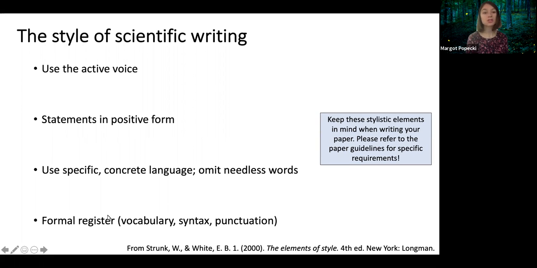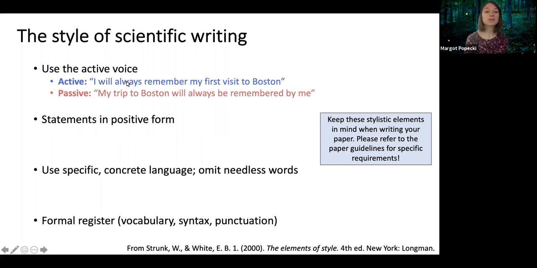So you may have heard of the active voice before. So the active voice is when the subject comes first in a sentence and the subject performs the action. When you use the active voice, you often reduce the amount of words in the sentence, which makes it much more clear, direct, and have much more impact. So in this example, I will always remember my first trip to Boston. I am coming first. I'm remembering my trip, the action. And it's very clear. It's a very easy sentence to interpret.